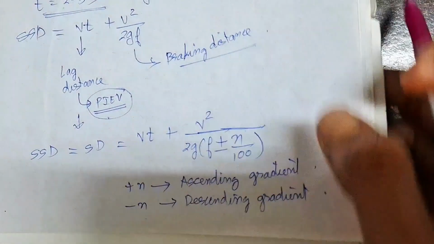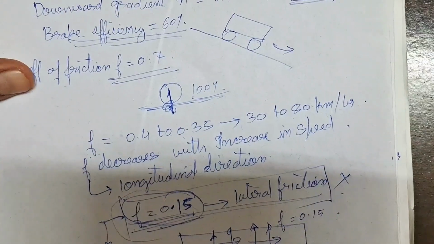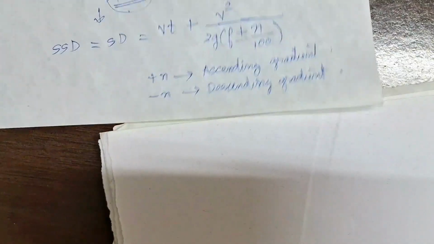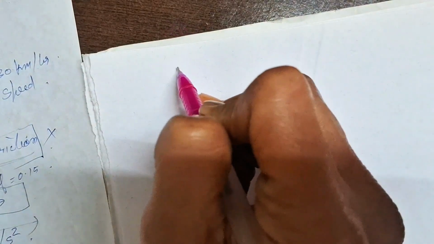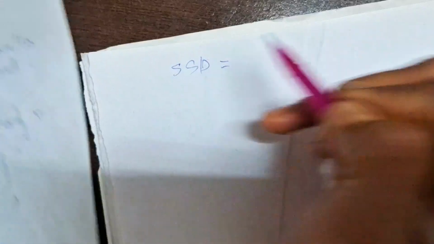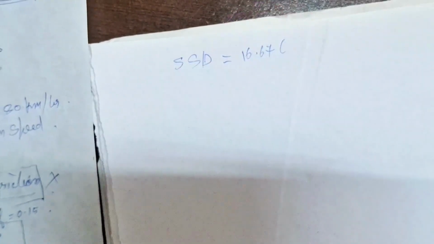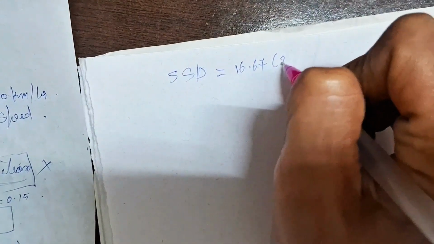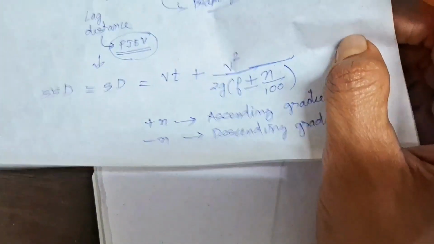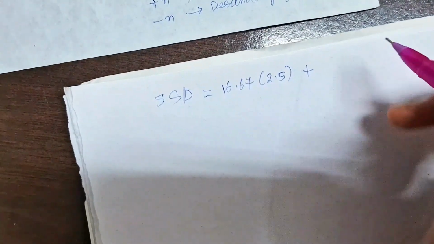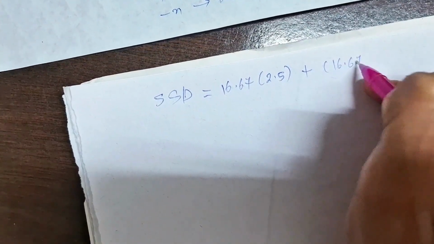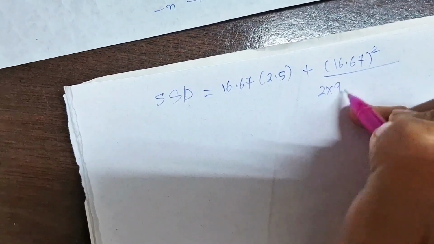Now we have to substitute the given values. Quickly I will substitute. Let me write SSD is equal to, now what is V, that is 16.67 into time is 2.5, plus V square is 16.67 whole square by 2 into 9.81 into f. F, how much is it?